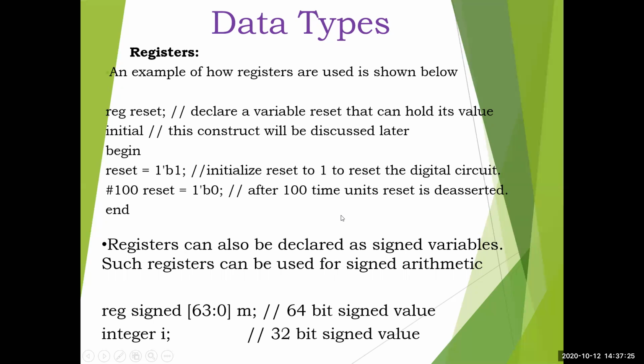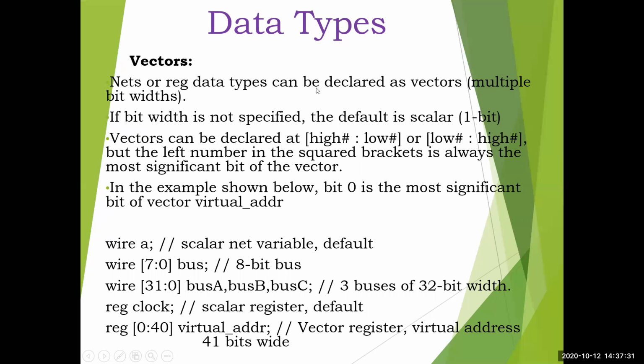Now both these nets and registers that we declared are scalar. That means only one bit. When we need a group of bits, we need to use vectors. Nets or register data types can be declared as vectors, that means multiple bit widths. If bit width is not specified, the default is 1 bit, right? That is called scalar, what we have used in wire and reg.